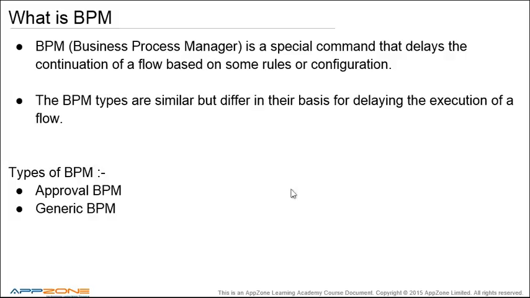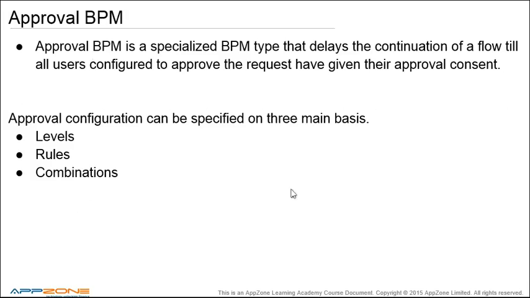There are two distinct types of BPM that we have on Dejavu. There's the generic BPM and the approval BPM. The approval BPM is a special kind of BPM that allows you to either decline or accept a particular request. It's specialized in the sense that you do one or the other, whether you approve or you decline a particular request.